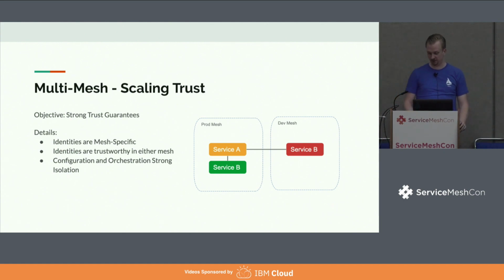Your results may vary wildly with how that performs. So these identities are completely mesh specific. There's no need to worry about naming overlap or anything between them, but they can establish strong trust between them. When service A receives a call from service B, it can be certain that service B is running in your developer environment. Service B, alternatively, can also be certain that it's reaching service A in your production environment.